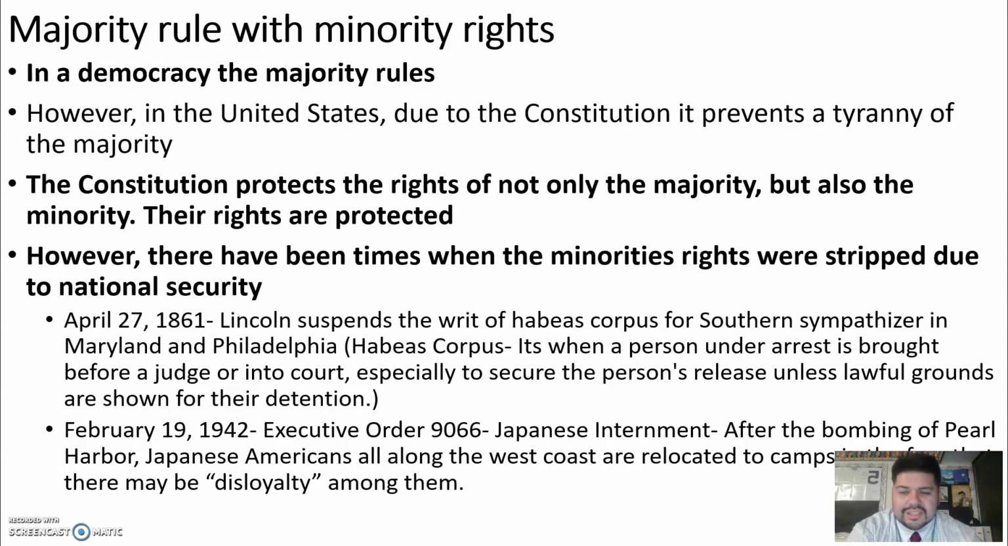On February 19th, 1942, FDR issued Executive Order 9066, which basically took all the Japanese Americans on the west coast of America and put them in concentration camps. They were stripped of their rights, homes, jobs. They lost that. It was not a pretty thing.